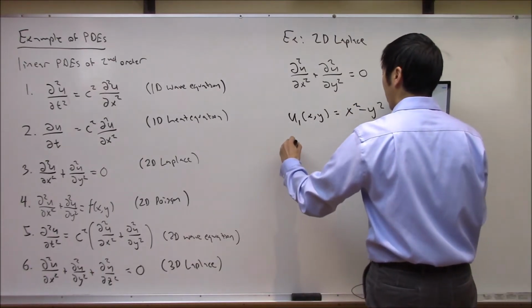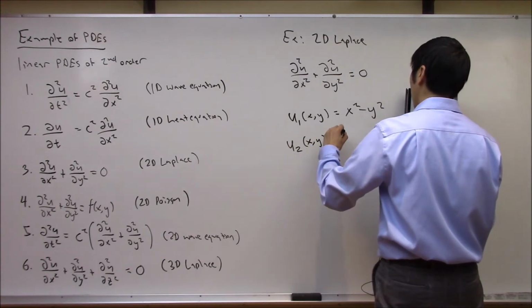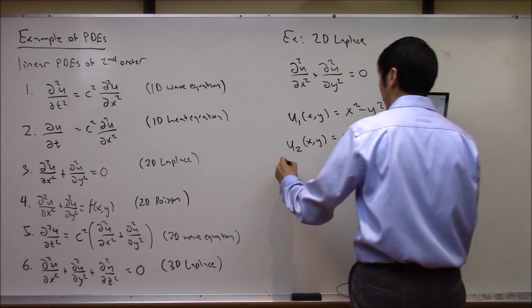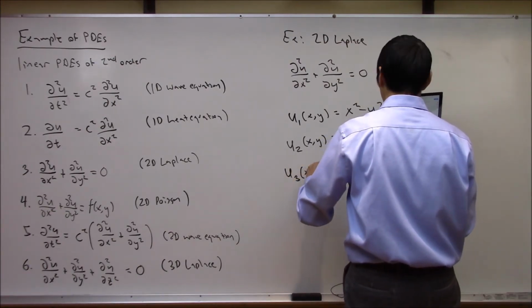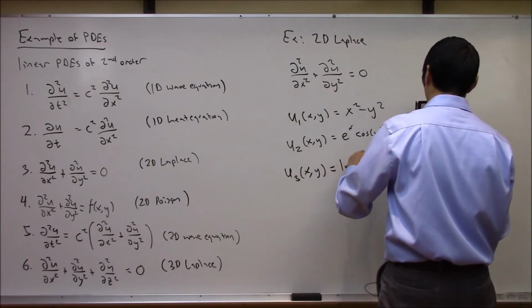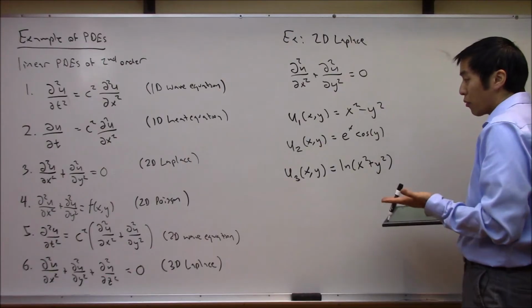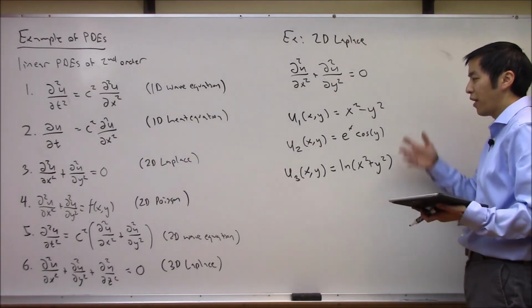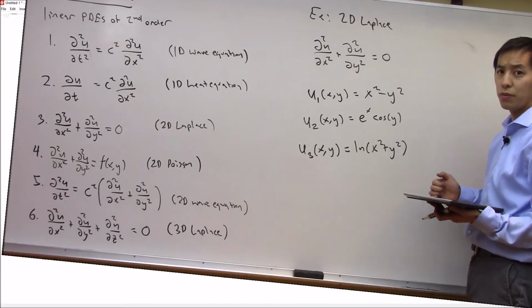How about a second example: u2 of x, y is equal to e to the x cosine of y. That looks nothing like the first solution. How about u3 of x, y? How about natural log of x squared plus y squared? Why don't we run over to Mathematica and verify that all three of these very dissimilar functions solve the 2D Laplace equation.